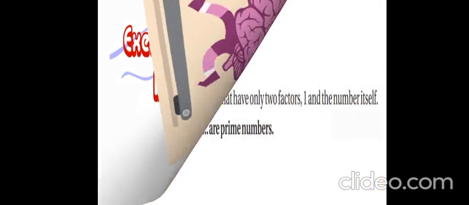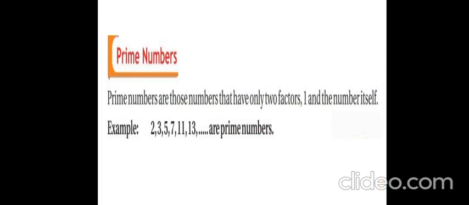Okay children, superb. Our first topic is prime numbers. What are prime numbers? Prime numbers are those numbers that have only two factors, that is 1 and the number itself. So prime numbers are numbers that have two factors, the same number and number 1.